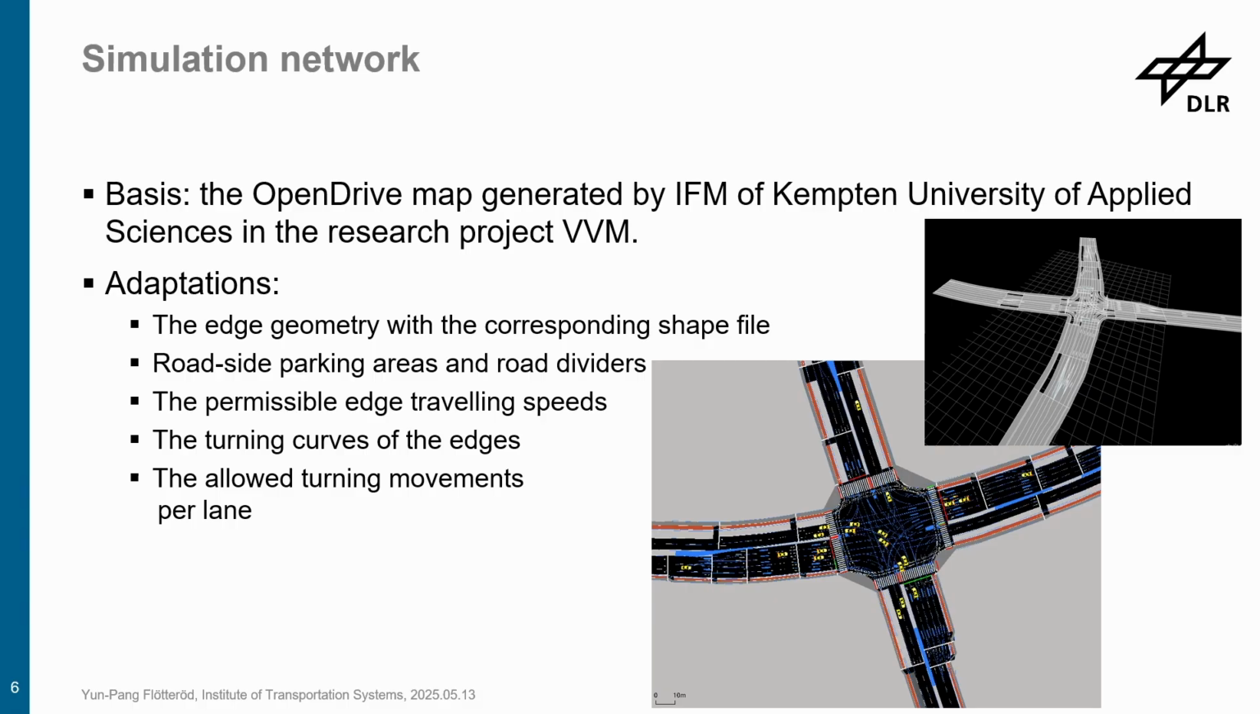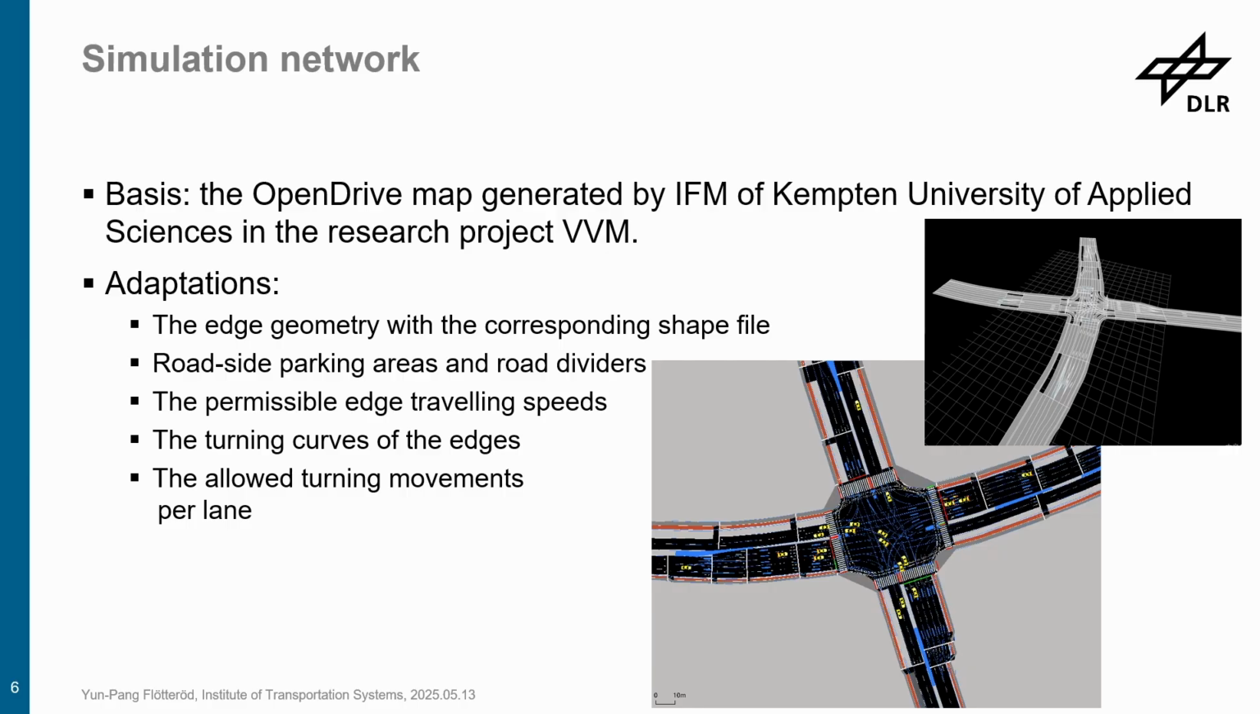Here we also made several adaptations to our SUMO network. As you can see, we adjusted the stop lines, changed the lane widths, and added roadside parking areas and also dividers. And here is the final network, which fits very well with the respective map, shown in blue. So that is our playground.